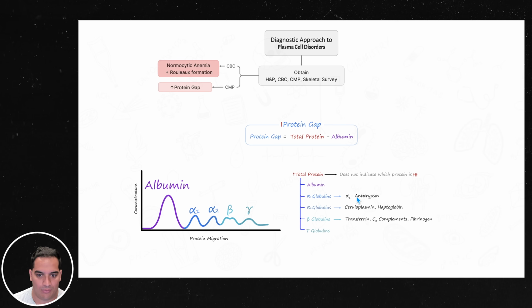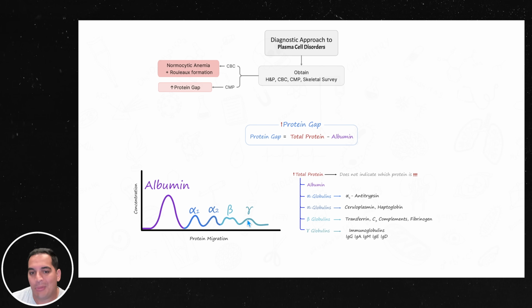Alpha 1 can be alpha 1 antitrypsin. Alpha 2, you can have ceruloplasmin, haptoglobin. These are made by the liver. Beta globulins, things like transferrin, C3 complement, fibrinogen. But gamma globulins is where we're spending our time. And this is where the antibodies are, immunoglobulins GAMED. I just want to know if these are elevated, especially in plasma cell disorders. I don't really care about these other ones.